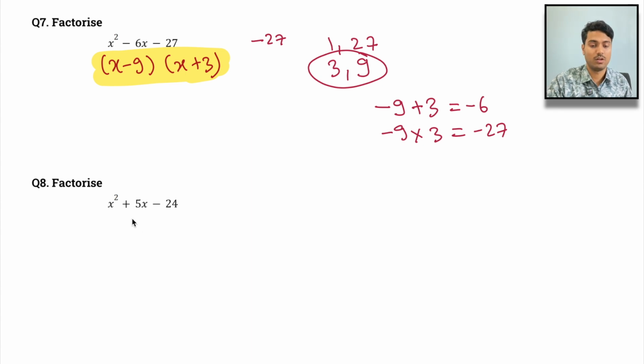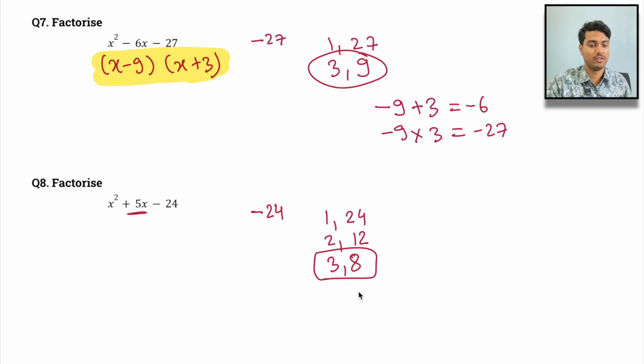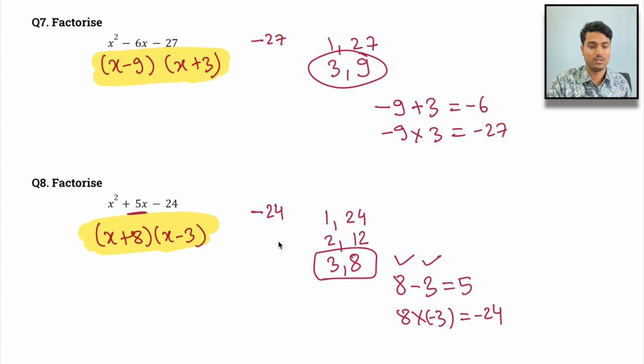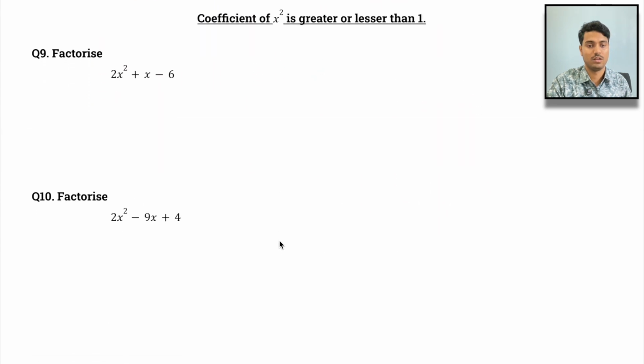Let's check question number 8. X square plus 5x minus 24. So again we need negative 24. List down the factors. 1 and 24, 2 and 12. Make sure you get 5. So 3 and 8. So we don't need to move further because 3 and 8 will give you 5. 8 minus 3 is 5. So we can write 8 minus 3, that will give us 5. 8 multiplied by minus 3, which will give us negative 24. So we can use 8 and negative 3. So x plus 8 and x minus 3, and that will be the answer. Let's move on to the next question.